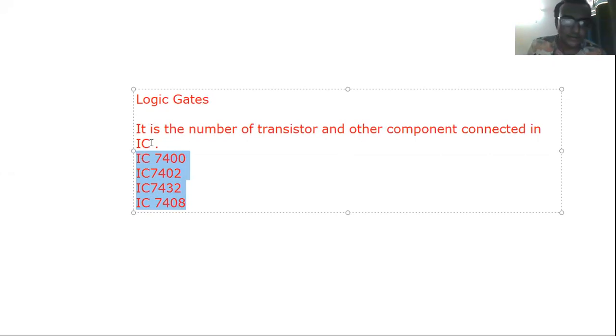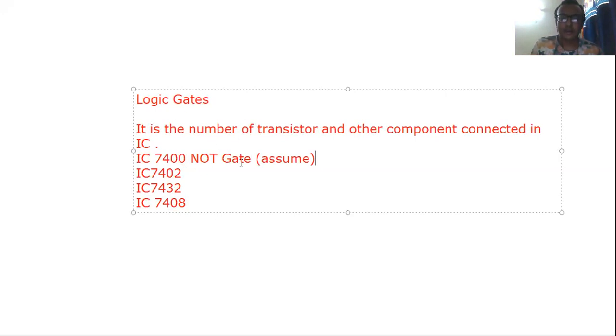What is the importance of these different ICs? Suppose IC 7400 is indicated by NOT gate, and assume that 7402, 7432 are indicated by different names. So it is the different name of IC. What is the structure of IC and what is the symbol of IC, I have mentioned in the last portion of this lecture. Now we have switched over to the next point.